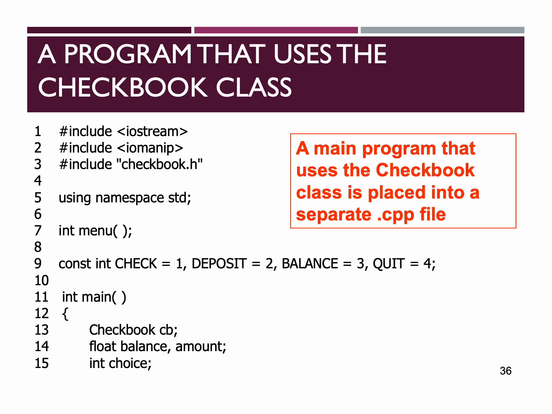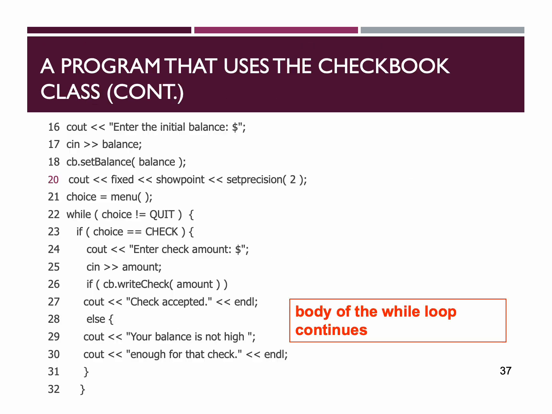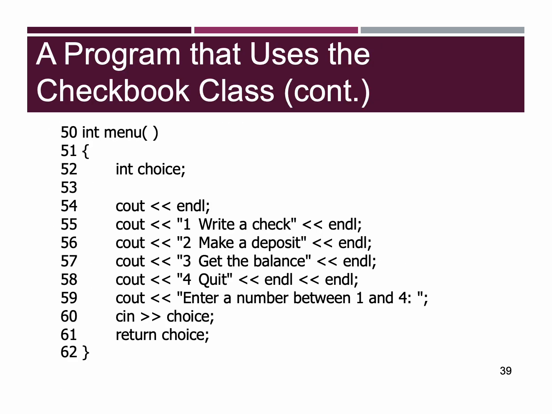here we are just calling this menu so that this will come first when we run the code. So basically we are defining it here. In the menu we have an integer choice, and then it will say: 1 write a check, 2 make a deposit, 3 get the balance, 4 quit, enter a number between 1 and 4. So you will just enter the number, and it will then make the decision based on whatever you enter.